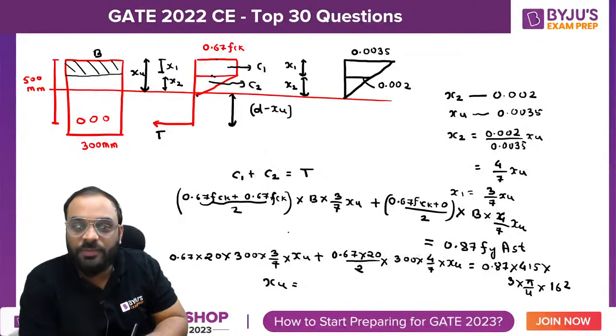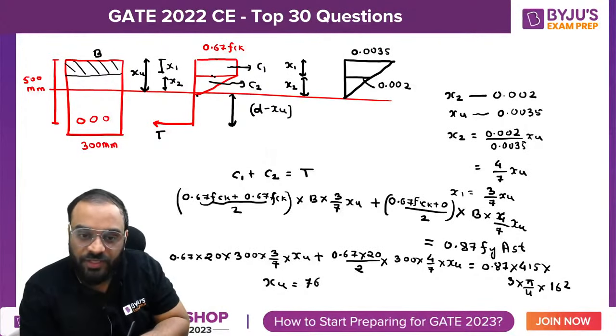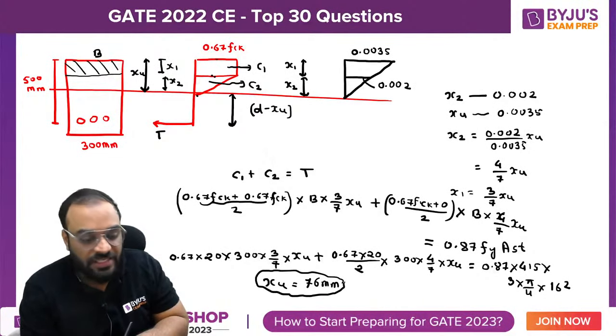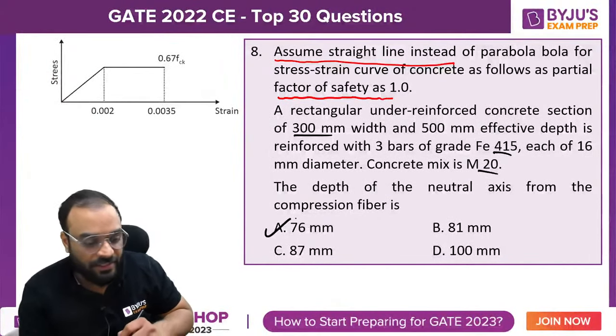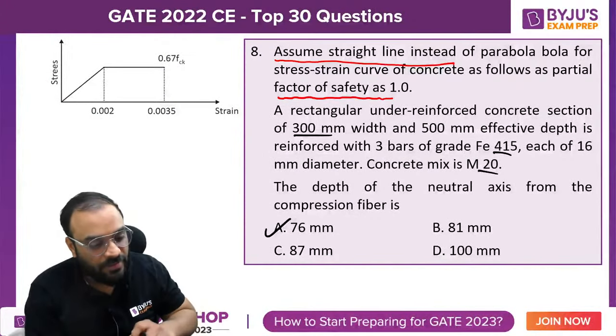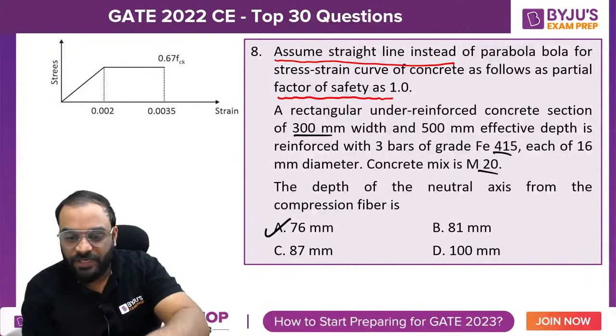So XU is equal to how much? How much are you getting? XU is equal to 76 mm approximately. Very good. So that's why, guys, our answer will be A. A is the correct answer. I think all of you are able to understand this, right?